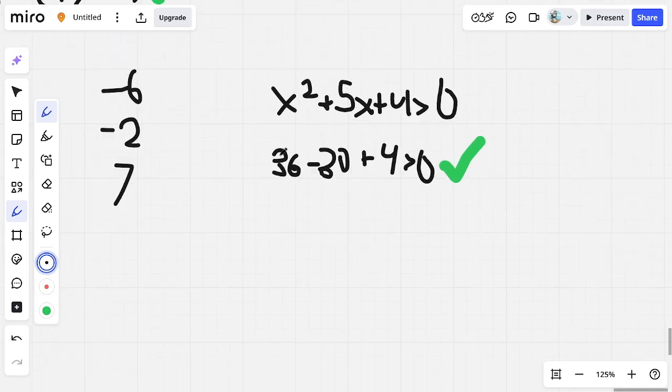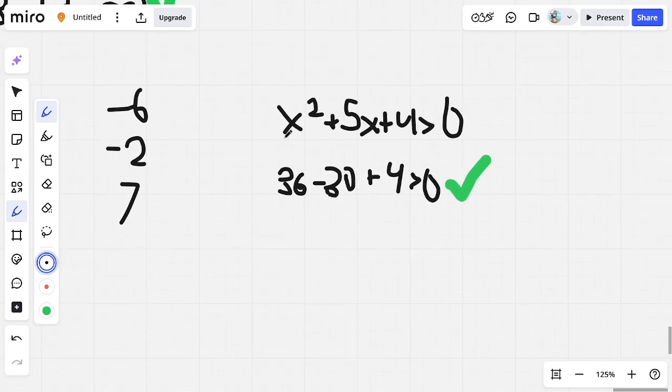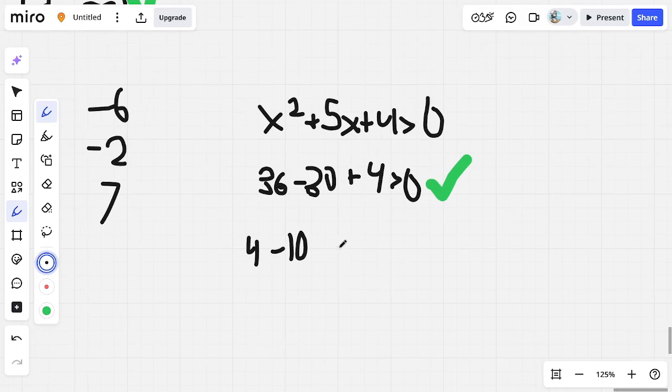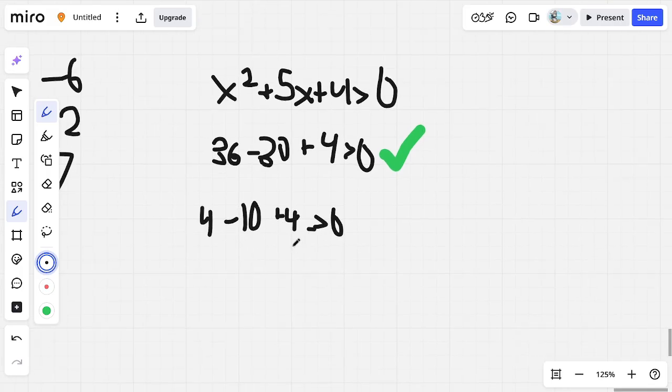Negative 2. Negative 2 squared is 4, plus 5 times negative 2, minus 10, plus 4 is greater than 0. 4 minus 10 is negative 6, plus 4, negative 2. Is negative 2 greater than 0? No.